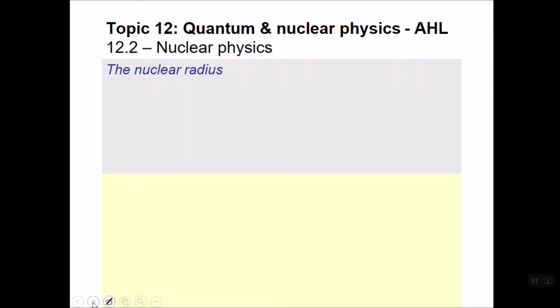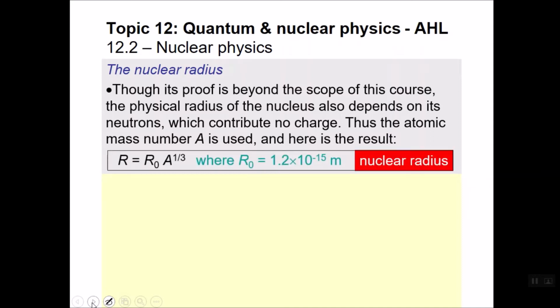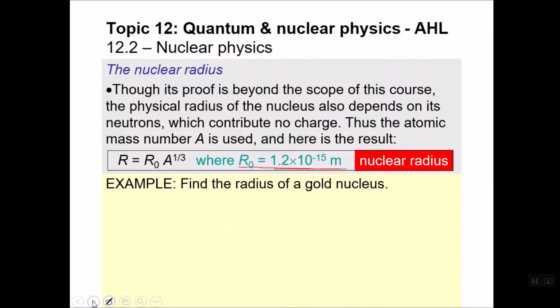Okay, now then, if we want to find it more accurately, we can use this equation. We're not going to derive this equation. You just have to take IB's word for it that this is correct. I don't know why they would mislead you. And we'll universally use R naught as 1.2 times 10 to the minus 15th meters. Okay, so that's what we're using.